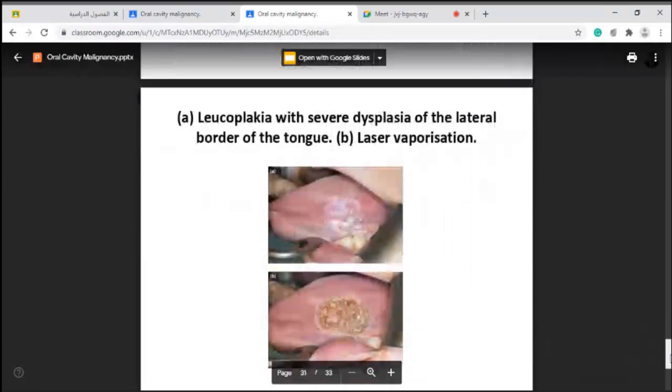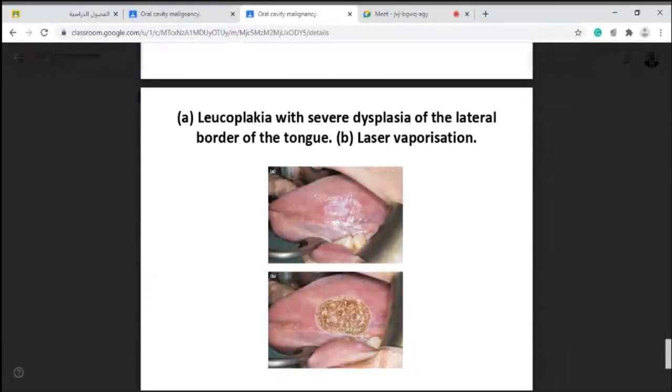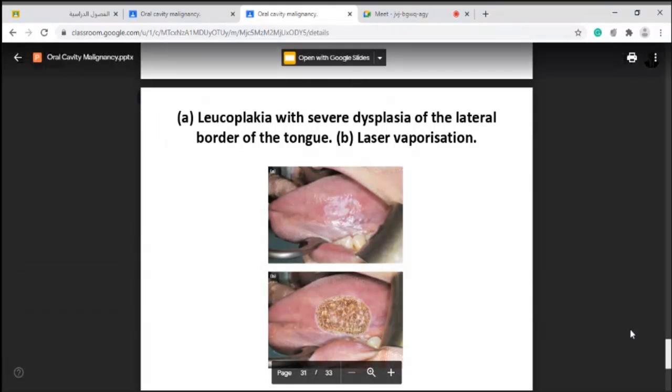So this is leukoplakia. This is the tongue, leukoplakia with severe dysplasia of the lateral border of the tongue. This is treated simply by laser vaporization. If it is just a superficial lesion, without invasion, without lymph node metastasis, we can treat it by laser vaporization.